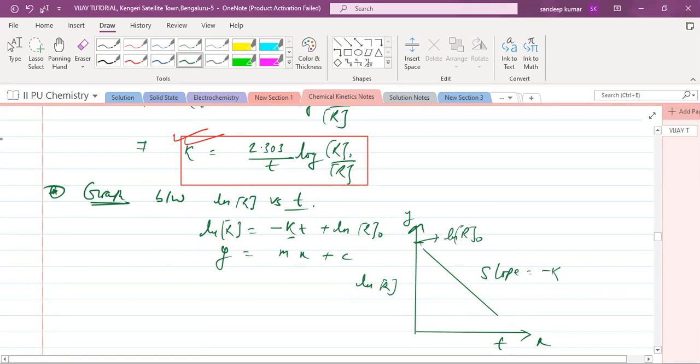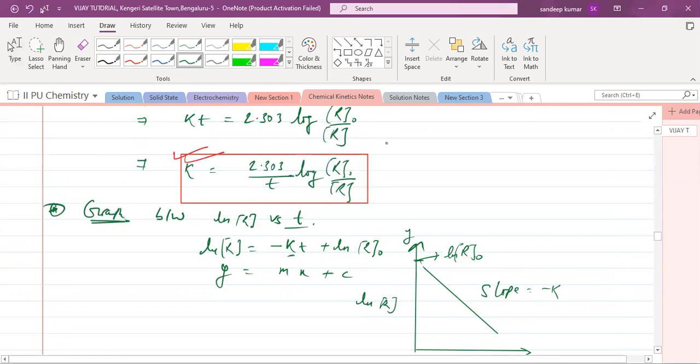Or sometimes they may ask you the graph between log to the base 10 of initial concentration by final concentration and time. This graph, consider this equation 6. This is from equation 5.